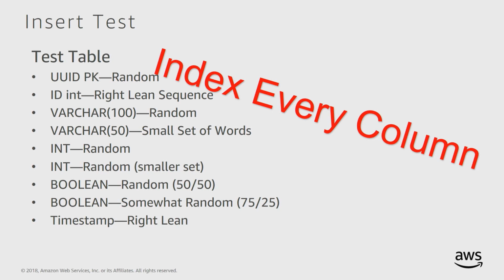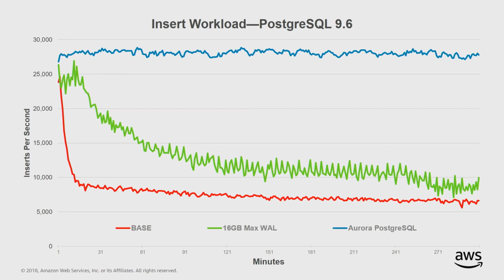So when we go run this, here's what we saw. This is a little bit of a busy chart, so I'll spend a second on it. The vertical axis is inserts per second to that table. And I run this for a whole bunch of time, 300 minutes. The red is the base. So this is RDS with its stock parameters, no tuning done. And what we see is we get really good performance for a tiny bit of time, 25,000 plus inserts per second, and then it drops.